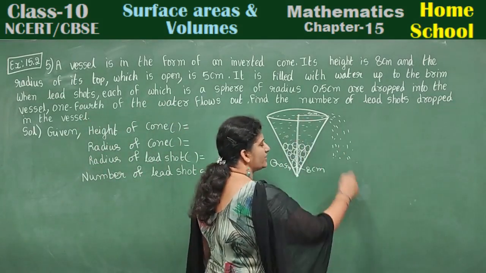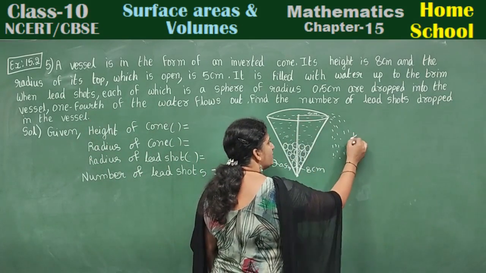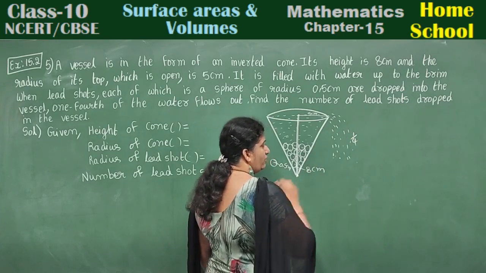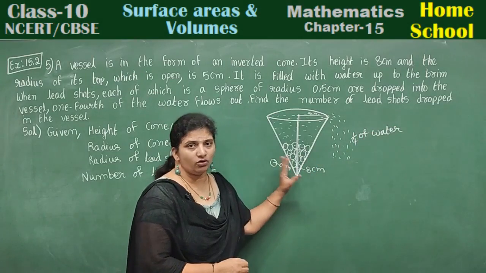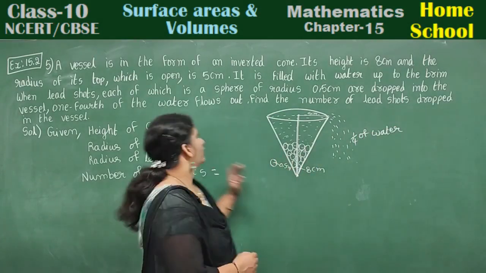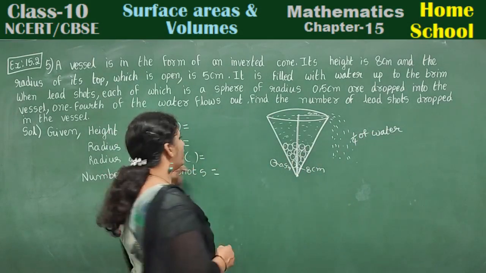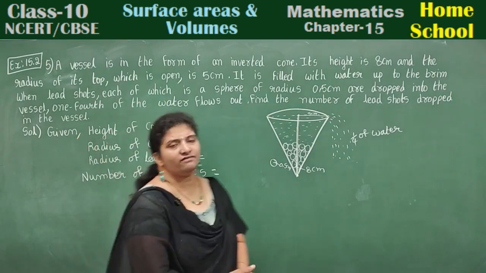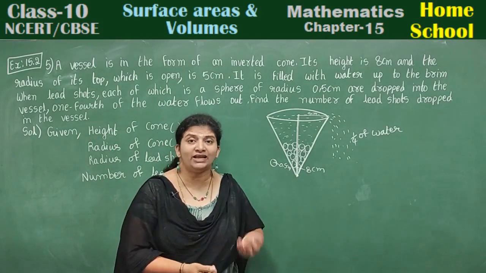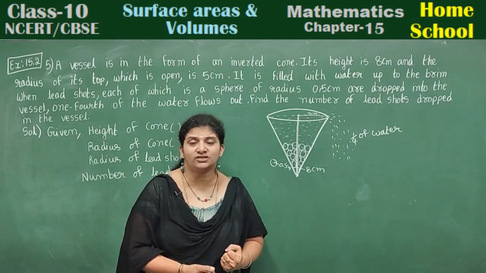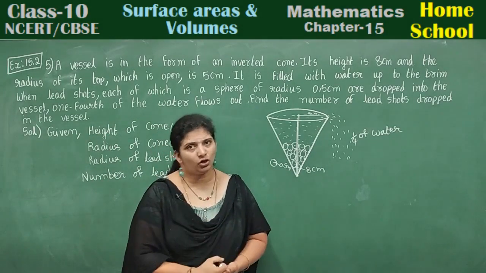See here, water is flowing down. How much amount of water is flowing down? 1/4 of the water in the cone has flowed out. Find the number of lead shots dropped in the vessel. So they did not give the number of lead shots. We need to find out how many lead shots are dropped in the cone.